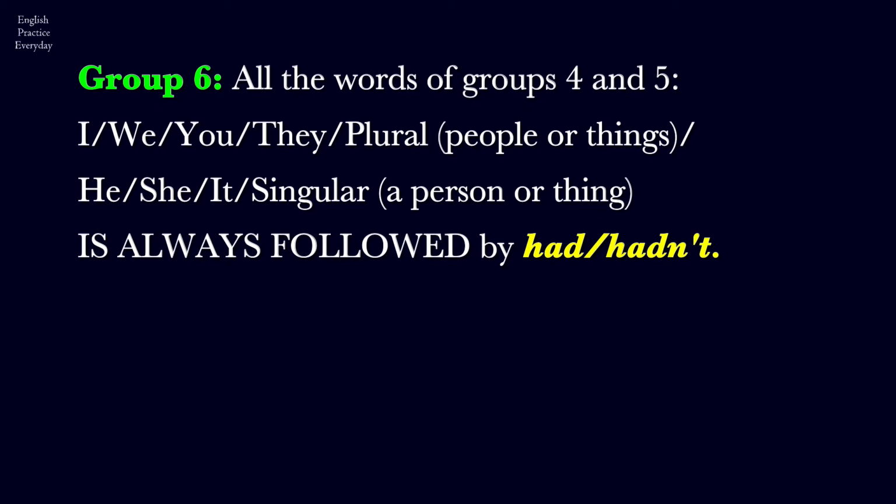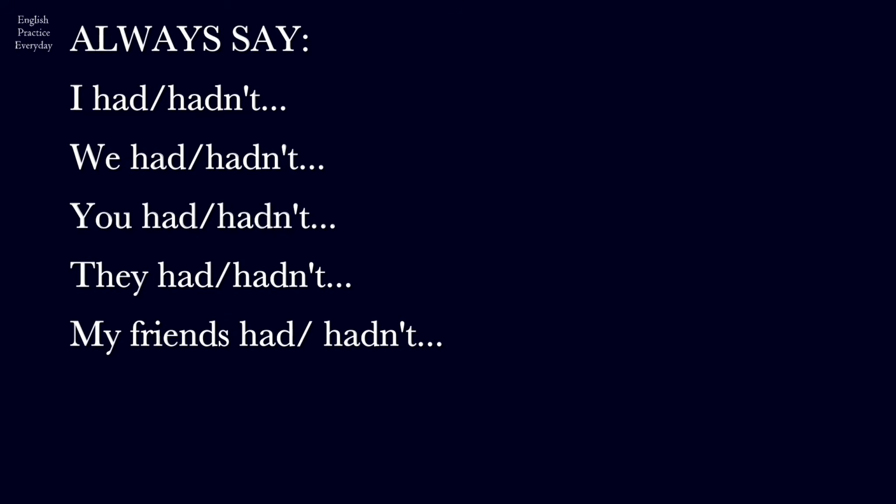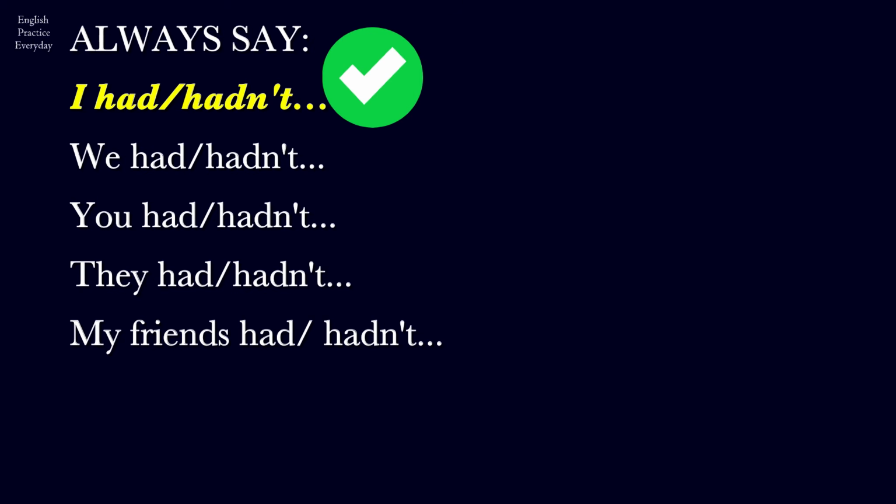Finally, group 6. All the words of groups 4 and 5, such as I, we, you, they, plural of people or things, he, she, it, singular of people or things, is always followed by had and hadn't. Always say I had, I hadn't.